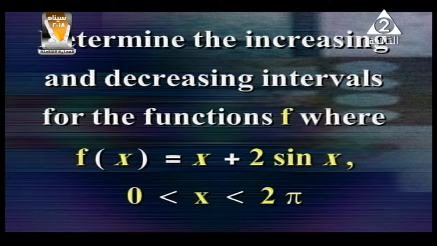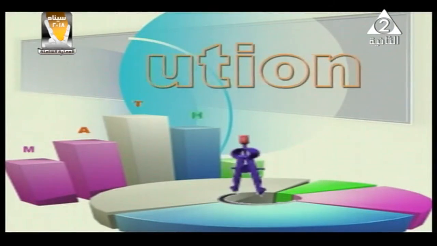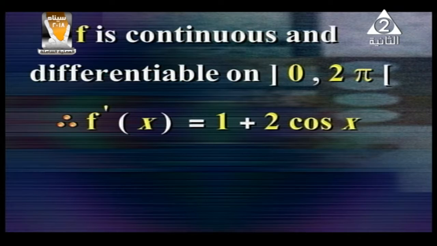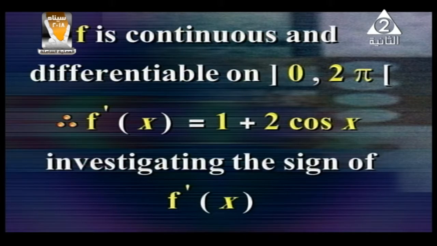Dear student, f of x equals x plus 2 sine x and x more than 0, smaller than 2π. Solution. Look, f is continuous and differentiable on the open interval 0 to 2π. What is f dash x, dear student? 1 plus 2 cosine x. After that, investigate the sign of f dash of x by putting 1 plus 2 cosine x equals 0.